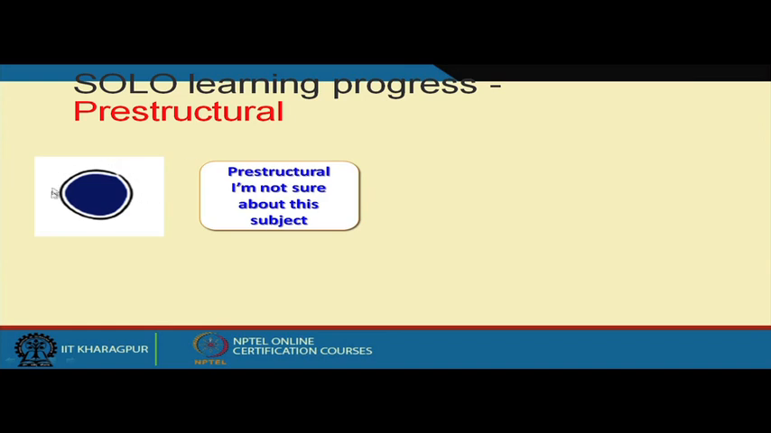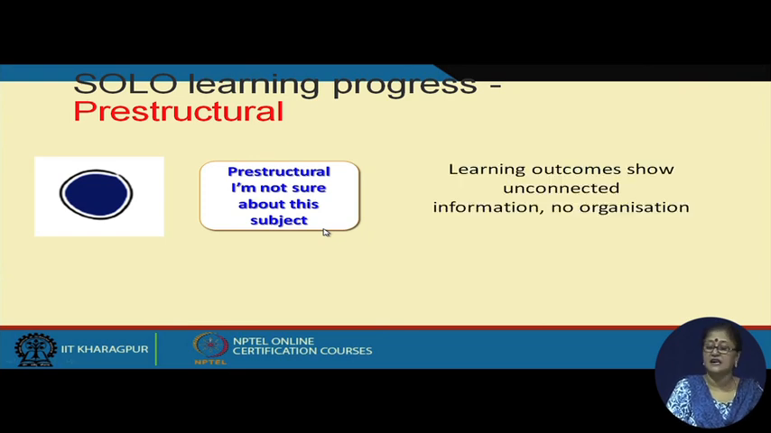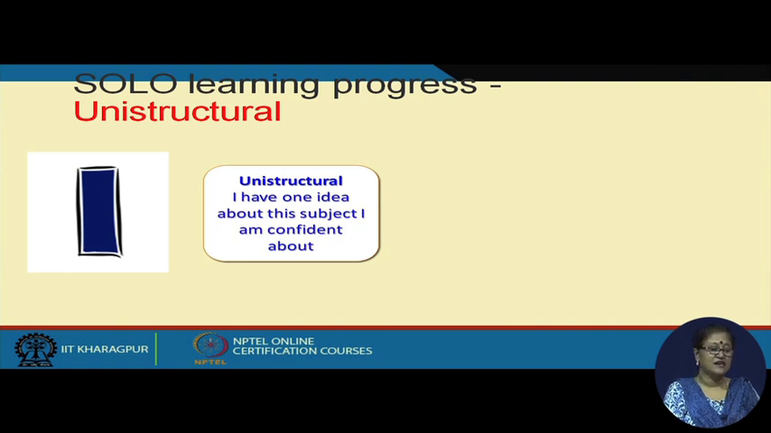Now, the SOLO levels. Prestructural: here I am not sure about this subject. It means the learning outcome shows unconnected information, no connection, no organization. That is the first part, prestructural. The next part is the unistructural: I have one idea about the subject and I am confident about it.